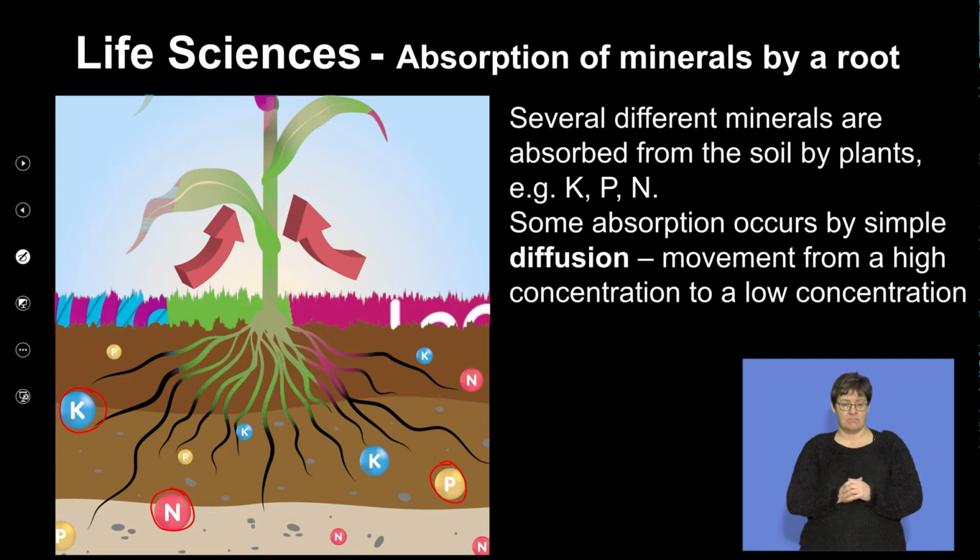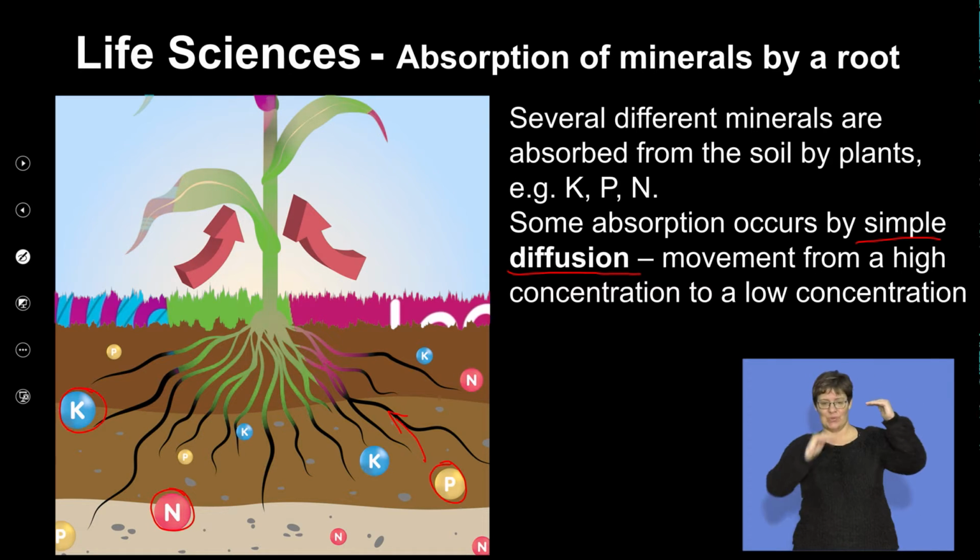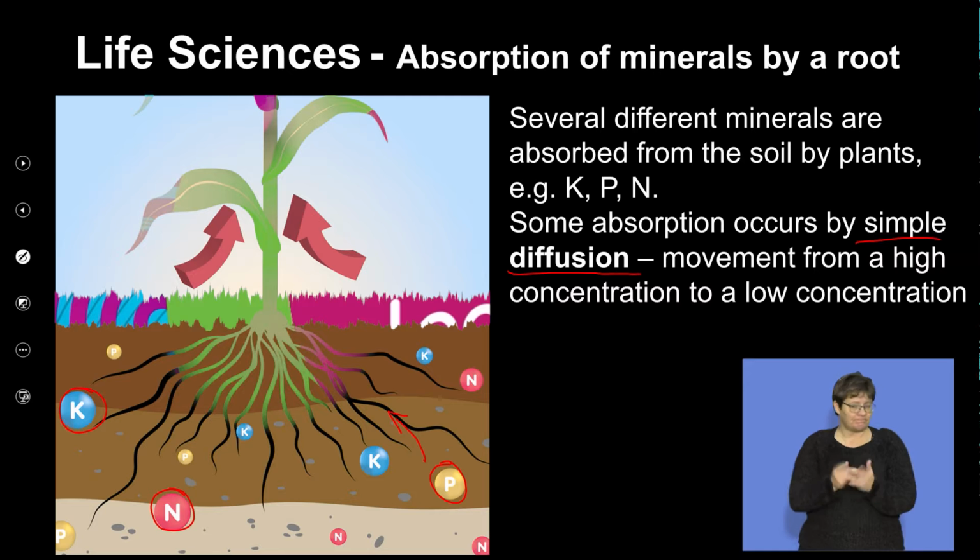Now, how do these get into the root? Easy. Simple diffusion. And diffusion occurs when substances move from a high concentration to a low concentration. But the problem with diffusion is when concentrations are equal, it stops. So not all the minerals in the soil would be able to be absorbed, but plants have another method.